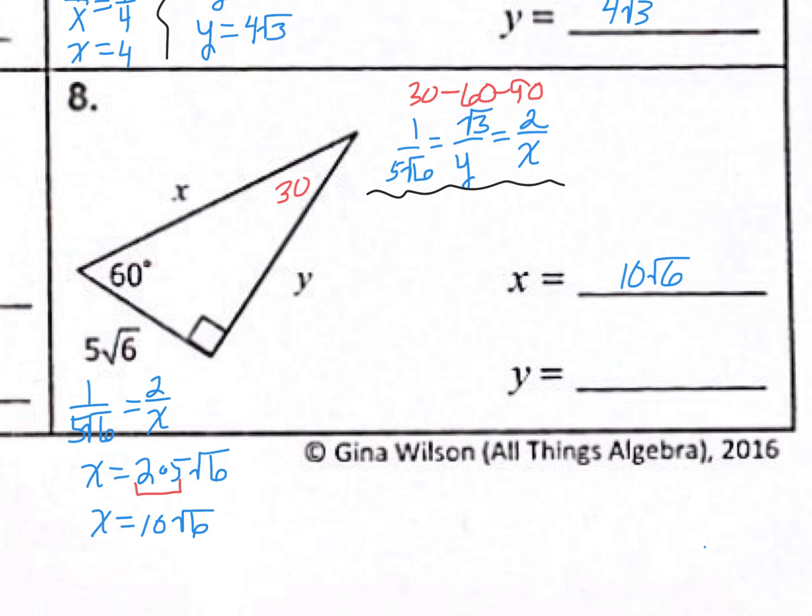All right, so then we're going to use our second ratio. We'll do 1 is to 5 rad 6 as rad 3 is to y. So we are going to cross multiply. 1 times y is y. And then we are going to have 5 times rad 6 times rad 3.